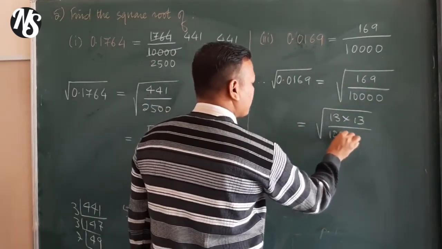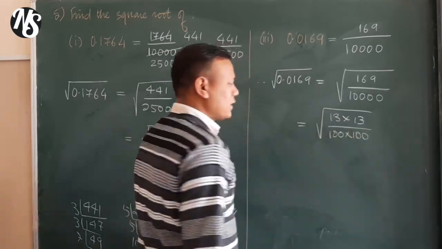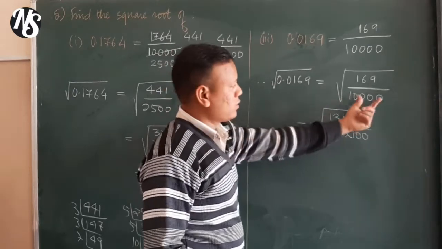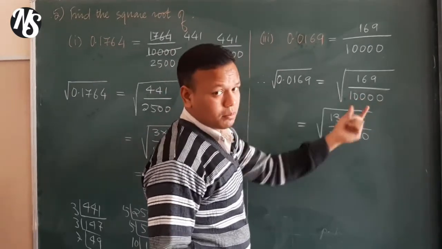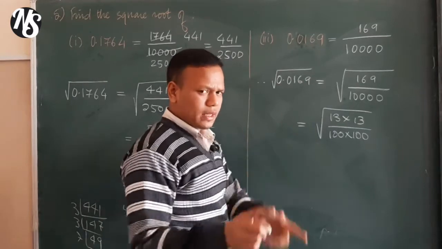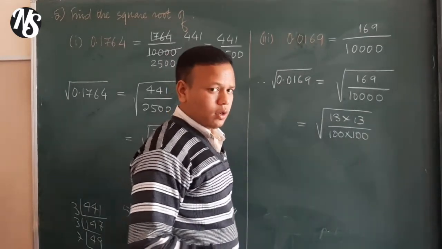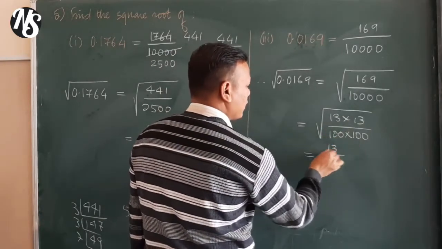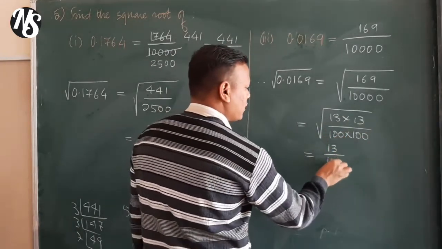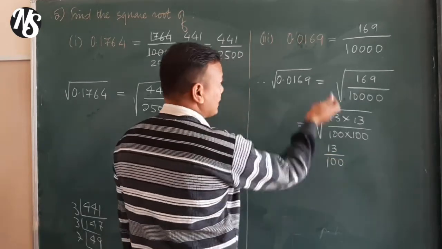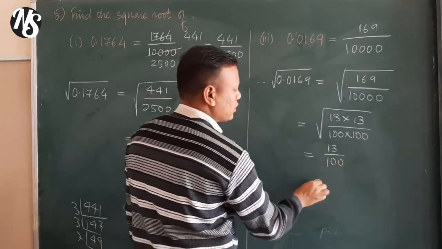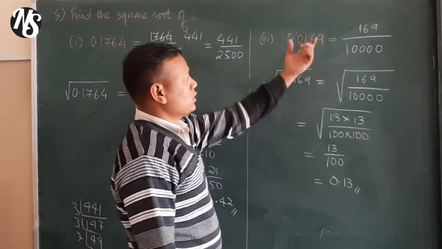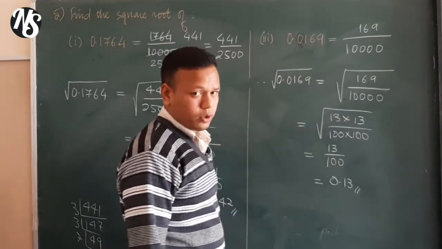So can I write this as 100 into 100? It's not necessary that you need to do 100 into 100. You can also divide this 10,000 by 2 and so on, but here I am writing 100 into 100 to make my work easy. So instead of these two 13s, I will just write 13, and instead of these two 100s, I will just write 100. Since your question is in decimal, convert this into decimal, your answer turns out to be 0.13. That means the square root of this turns out to be 0.13.